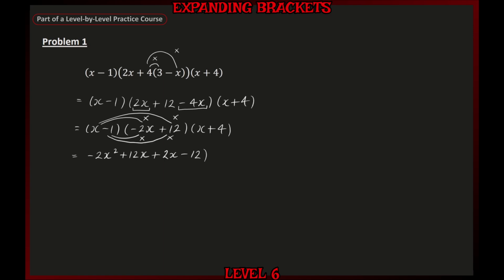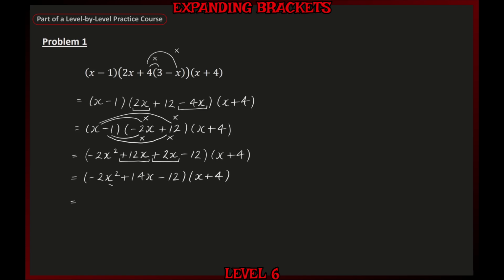Now this expression needs to remain in a bracket because it still needs to be multiplied by x plus 4. Before multiplying, we can first simplify that first bracket. So this becomes minus 2x squared. We can collect together the plus 12x and the plus 2x to give us a plus 14x. We have a minus 12 at the end, and that's being multiplied by x plus 4. And we can now expand these two brackets.